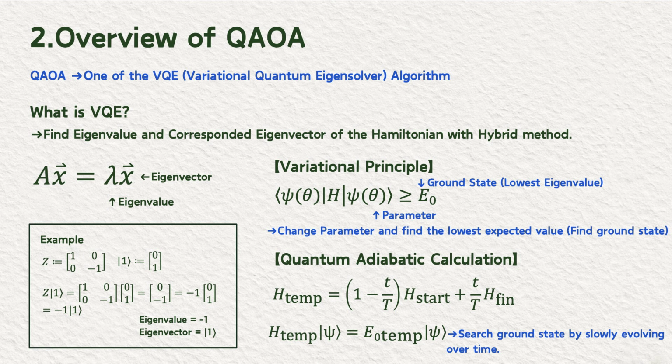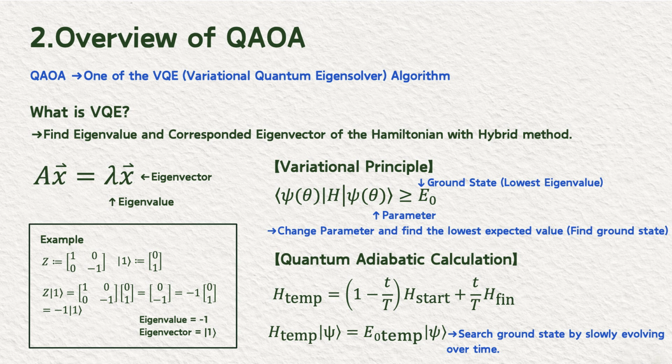How does VQE solve problems? It does so by setting the eigenvalue of the Hamiltonian as a solution to the problem and finding the minimum eigenvalue of the Hamiltonian to solve the problem. The equation on the right represents the variational principle. It states that the expectation value of a Hamiltonian, sandwiched between a wave function parameterized by theta, is always greater than or equal to the ground state energy.